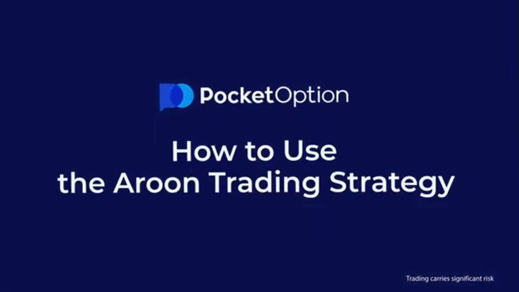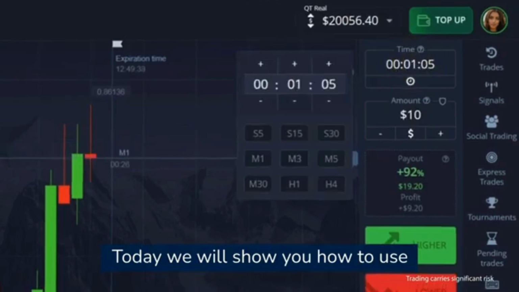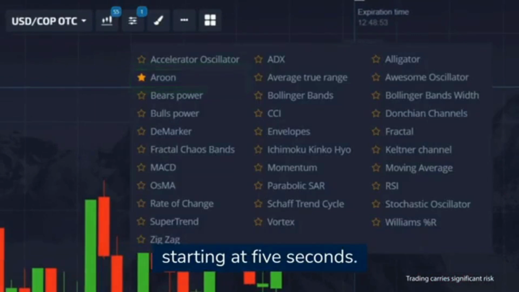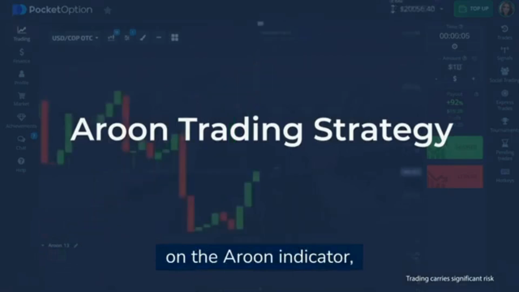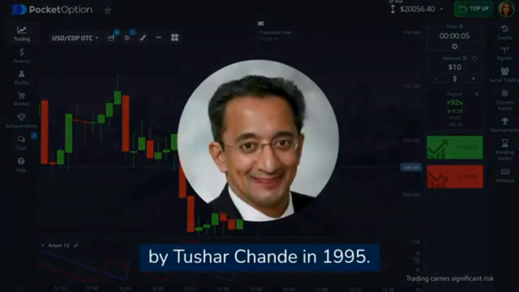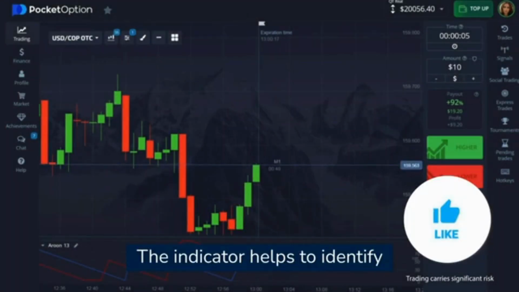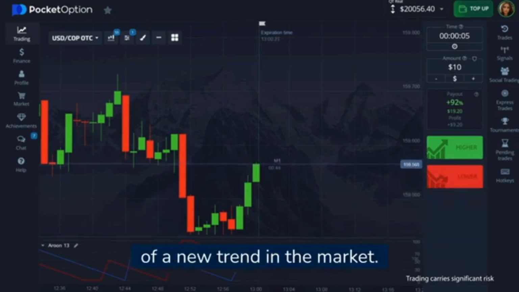How to use the Aroon trading strategy. Today, we will show you how to use the Aroon strategy for quick trades starting at 5 seconds. This is a strategy based on the Aroon indicator, which was developed by Tushar Chande in 1995. The indicator helps to identify the initial phases of a new trend in the market.